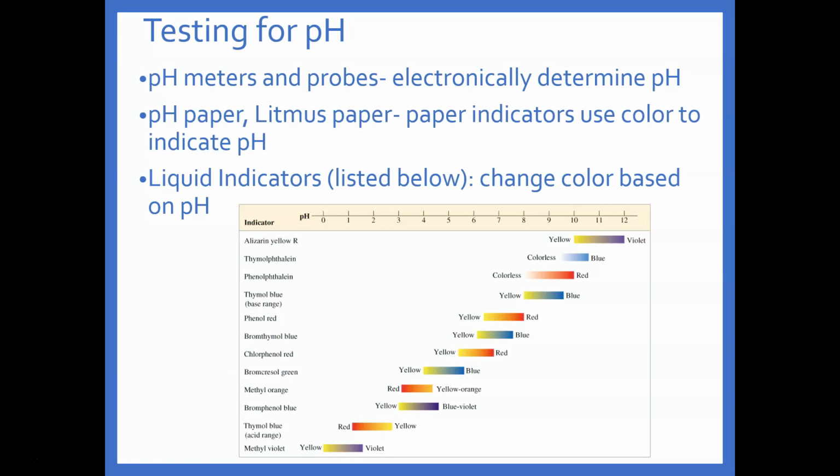Now we have ways of testing for pH. We're going to be practicing with one of these in class. We have pH meters and probes, which we will be using, which allow you to electronically determine pH. They give you a readout kind of like a thermometer.